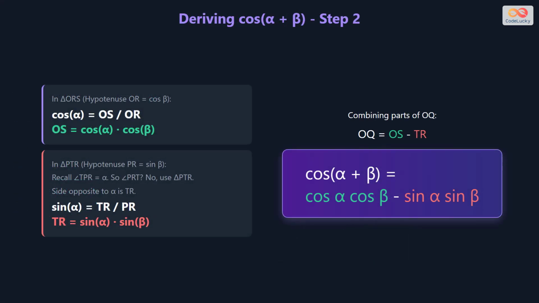We calculate these horizontal parts. OS is the adjacent side in the lower triangle, so it is OR times cosine alpha, which becomes cosine alpha cosine beta. TR is the opposite side in the top triangle, so it is PR times sine alpha, which becomes sine alpha sine beta. Subtracting them gives us the formula for cosine of alpha plus beta.